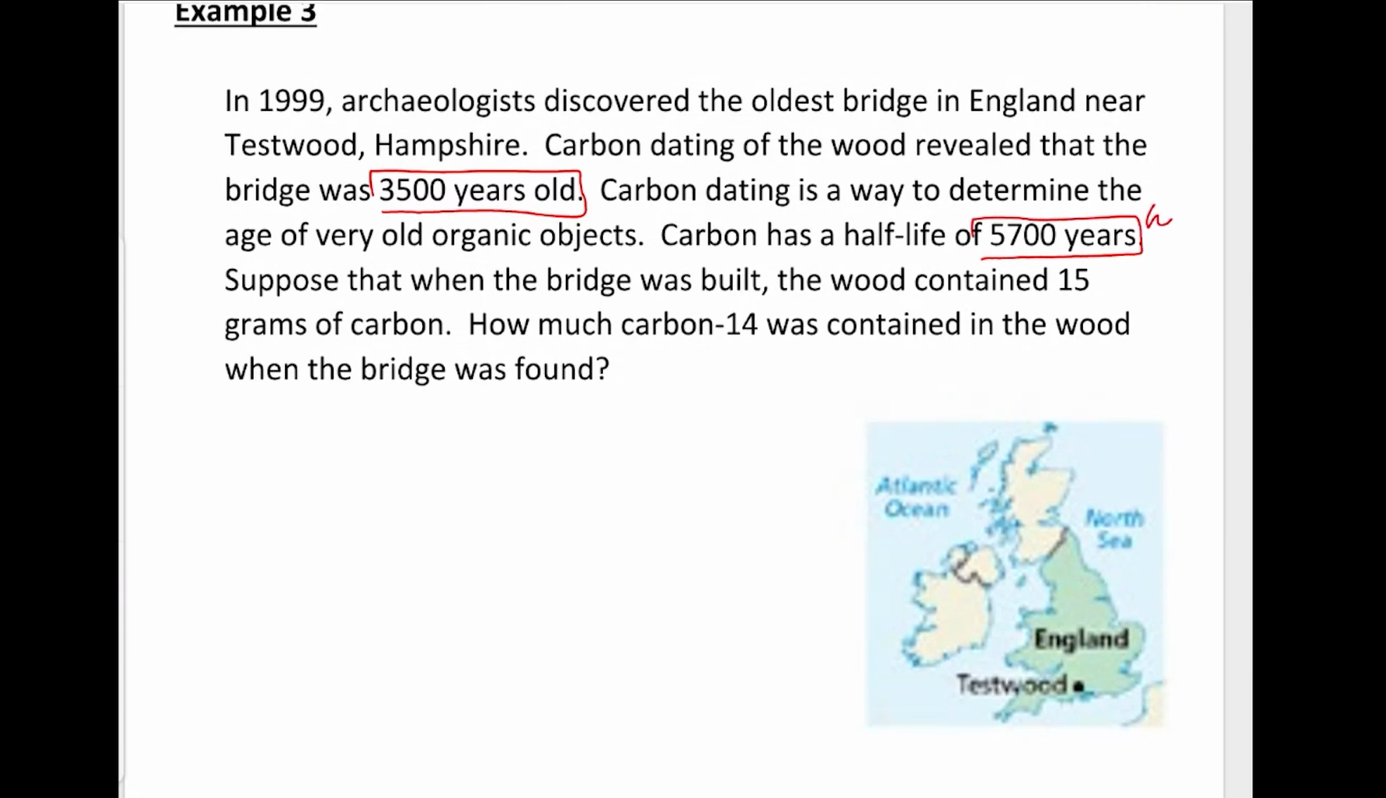Suppose that when the bridge was built, the wood contained 15 grams of carbon. So that's going to be our initial amount. And the question is, how much carbon-14 was contained in the wood when the bridge was found? So the half-life is 5,700 years, but the amount of time that has elapsed is actually only 3,500. Okay, that's our T. That means that there hasn't even been one complete half-life yet. So if we started with 15 grams, but we haven't completed one full half-life, that means that there would be more than half of 15 grams remaining.